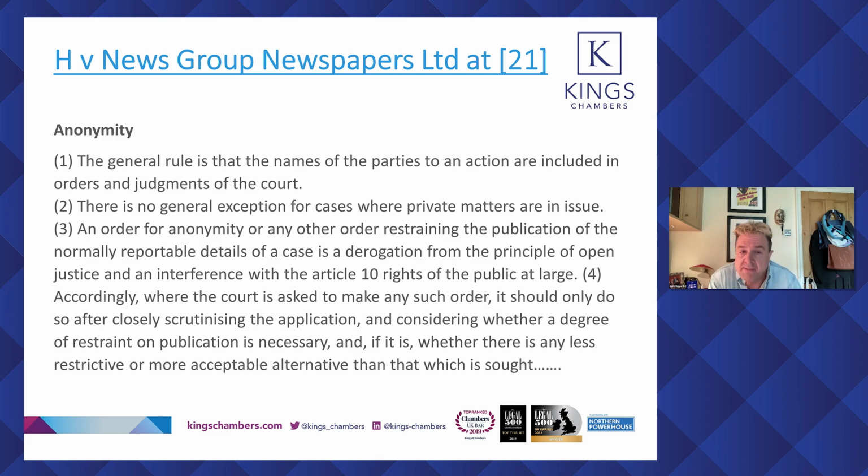An order for anonymity or any other order restraining the publication of the normally reportable details of a case is a derogation from the principle of open justice. Accordingly, where the court is asked to make such an order, it should only do so after closely scrutinising the application and considering whether a degree of restraint on publication is necessary, and if it is, whether there is any less restrictive or more acceptable alternative than that which is sought. So on any application, you're going to have to demonstrate to the court that you have considered whether or not there are any lesser alternatives, explaining what they could be and why you don't believe they're suitable, just so the court sees that you've engaged with that approach.